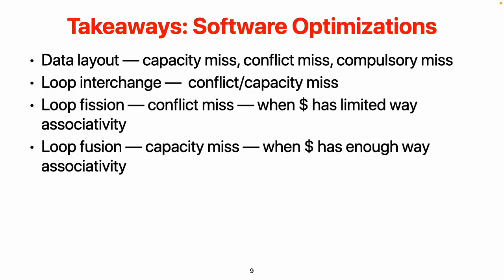So you can check for the software optimizations that we have. If you fix the data layout, you can avoid all three types of misses. If you try to interchange your loop, you can potentially reduce the conflict or capacity misses. If you try to do loop fission, that's pretty much for a situation of conflict misses. But since conflict misses happen because you don't have a sufficient number of ways, if today you have a processor with a lot of way associativity, then you probably don't want to do loop fission. Instead, you want to do loop fusion.